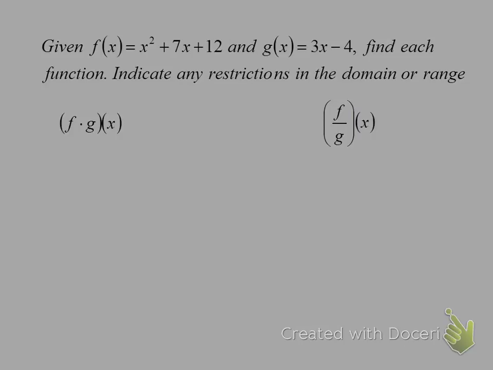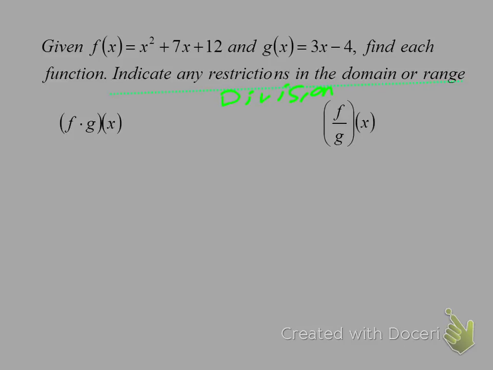So this one we have f of x equals x squared plus 7x plus 12, and g of x equals 3x minus 4. Find each function. Indicate restrictions on the domain or range. Once again, that second part there is for division only.